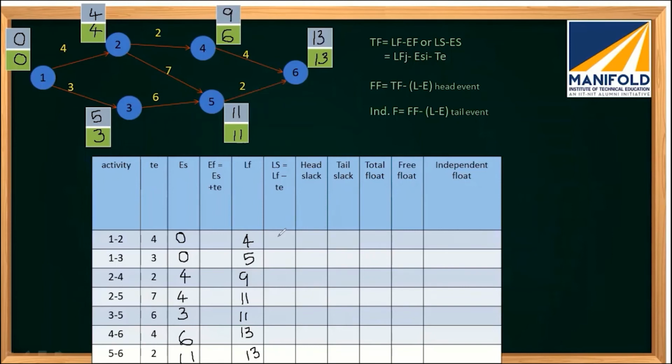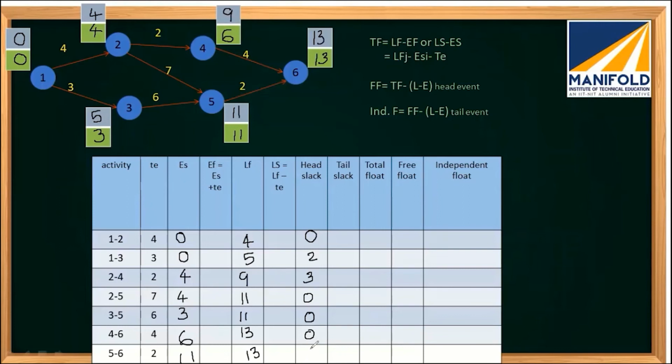So for 1 to 2, 2 is the head event, and 4 minus 4 is 0. For 1 to 3, 3 is the head event, so the slack will be 5 minus 3, which is 2. For 2 to 4, 4 is the head event, so 9 minus 6 will be 3. For 2 to 5, 5 is the head event, so 11 minus 11 will be 0. For 3 to 5, since 5 is the head event, that will also be 0. For 4 to 6, 6 is the head event, that will be 0, because 13 minus 13.